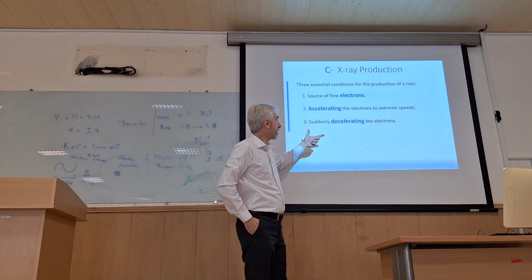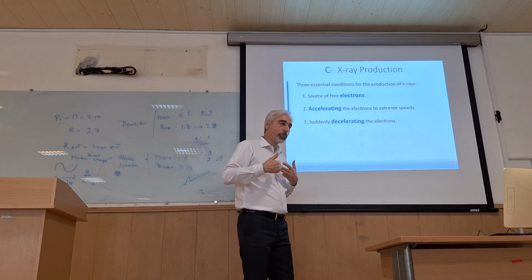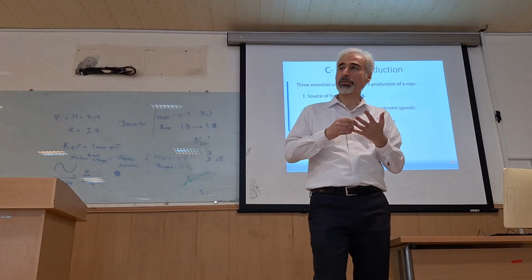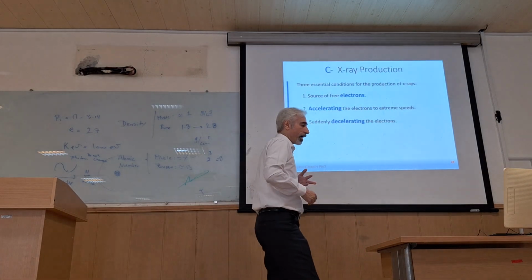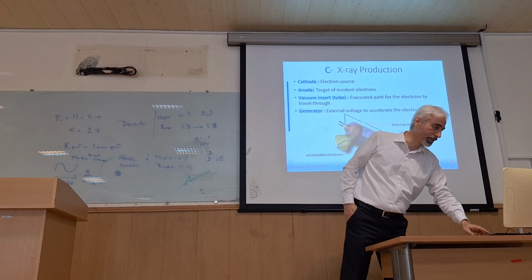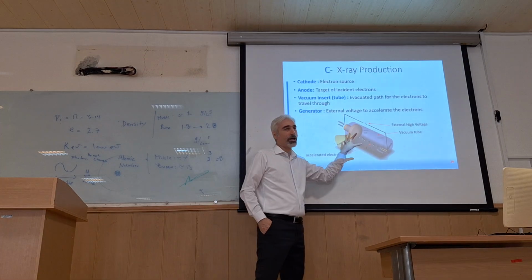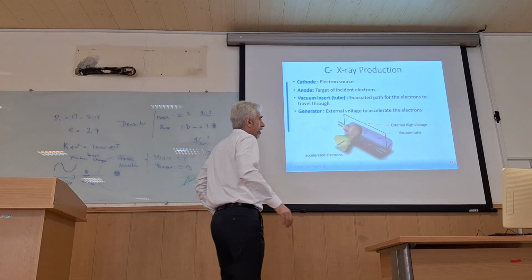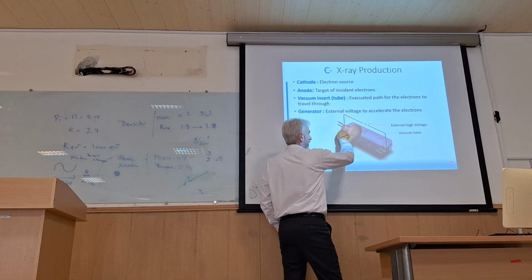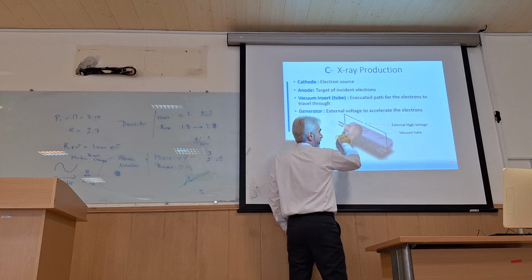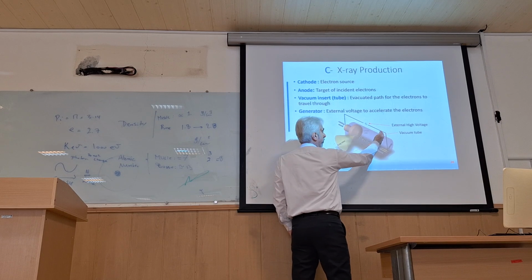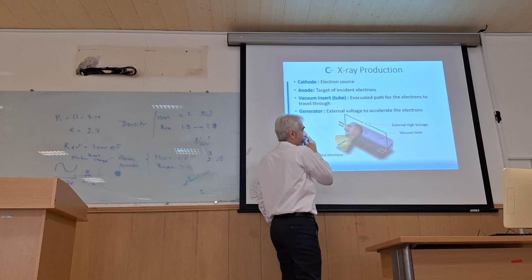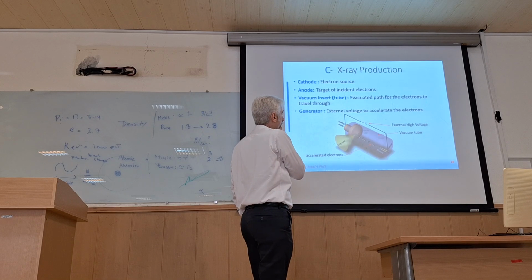The kinetic energy of the electron should be converted to another type of energy, for example, heat, visible light, or other types of energy. Here is a schematic of the X-ray source. We have a cathode, we have an anode, a vacuum tube, and a high voltage that's applied between these two parts, the cathode and anode.